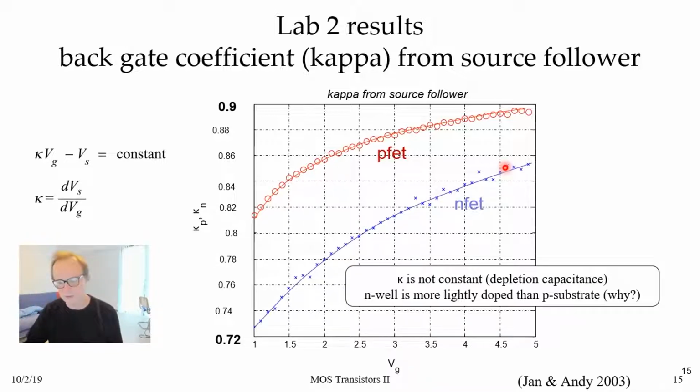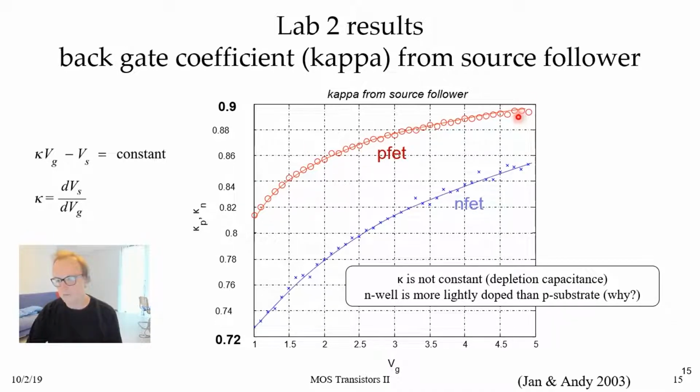And you can work all this out from the CV relationship for a depletion capacitor. It goes kind of as the square root of the voltage. But it doesn't change much. This is the general characteristic, 0.72 to 0.84. That's about a 10% change in kappa. And it's the same for the PFET, but the PFET, you see, has a higher kappa.